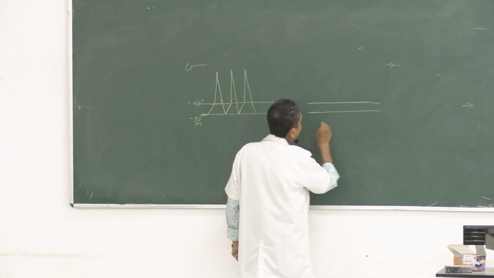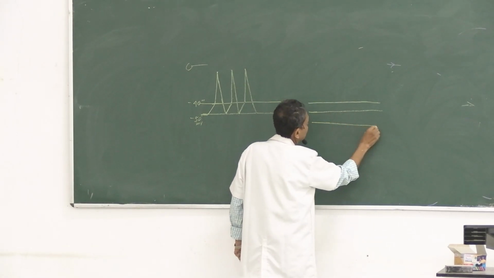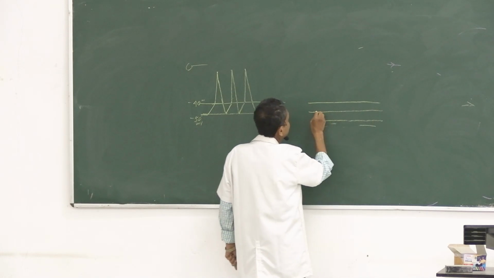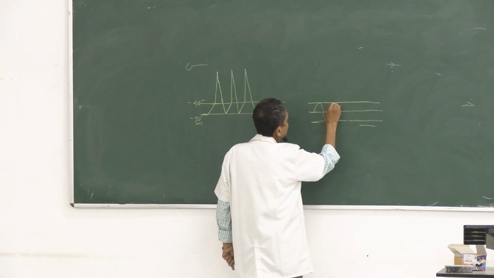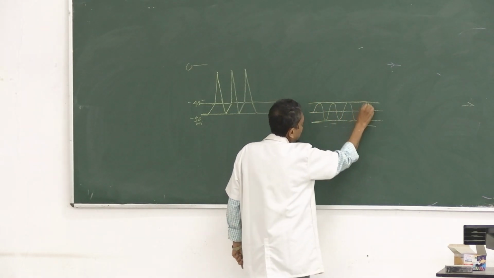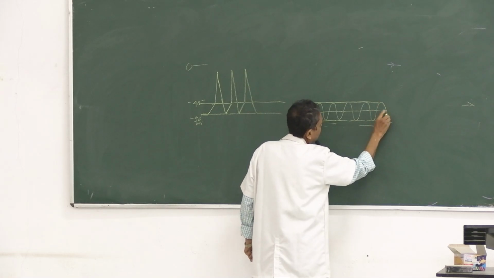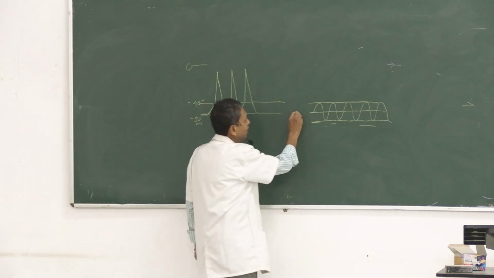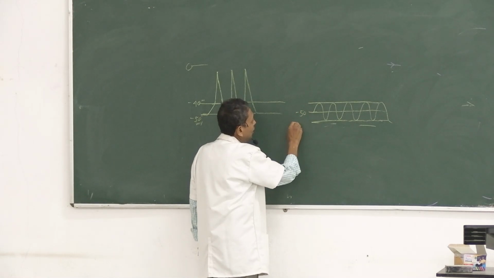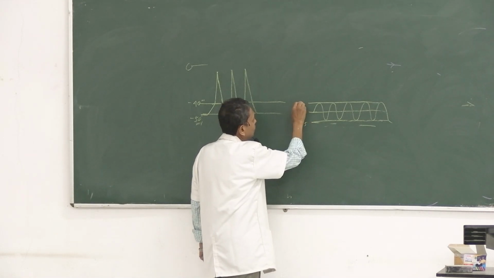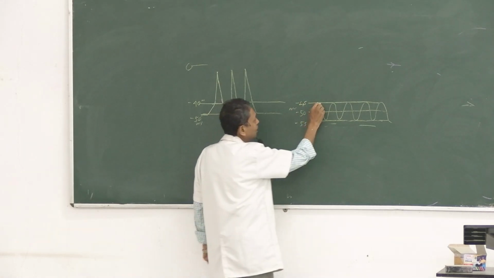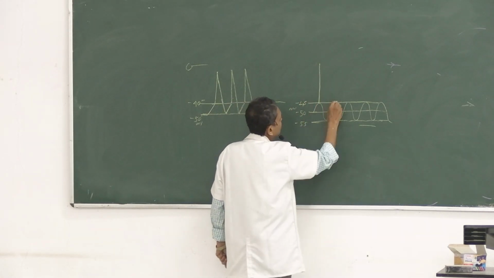In this, three parallel lines, and you draw in this way. In this type, suppose it is minus 50 millivolt, this is minus 55, this is minus 45 millivolt. And suppose at this peak, there is the action potential.